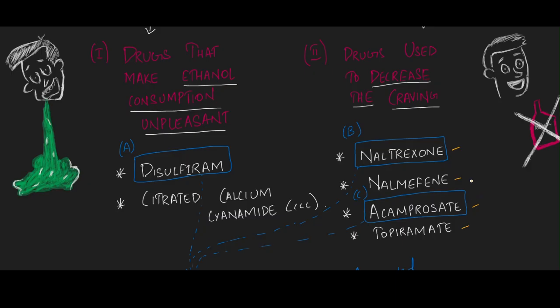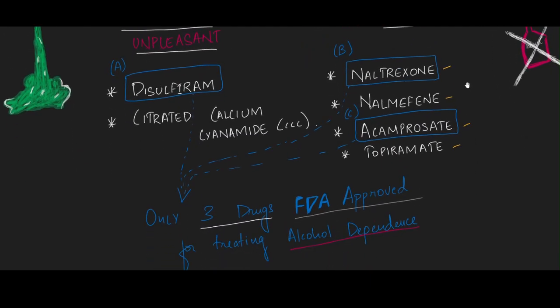Now, in this video, we will not be learning about all these drugs. Why? Because all these drugs are not FDA approved. As you can see here, only three drugs are FDA approved, and those are the ones which I have put under the box: Disulfiram, Naltrexone and Acamprosate. These three are the only FDA approved drugs for treating alcohol dependence.